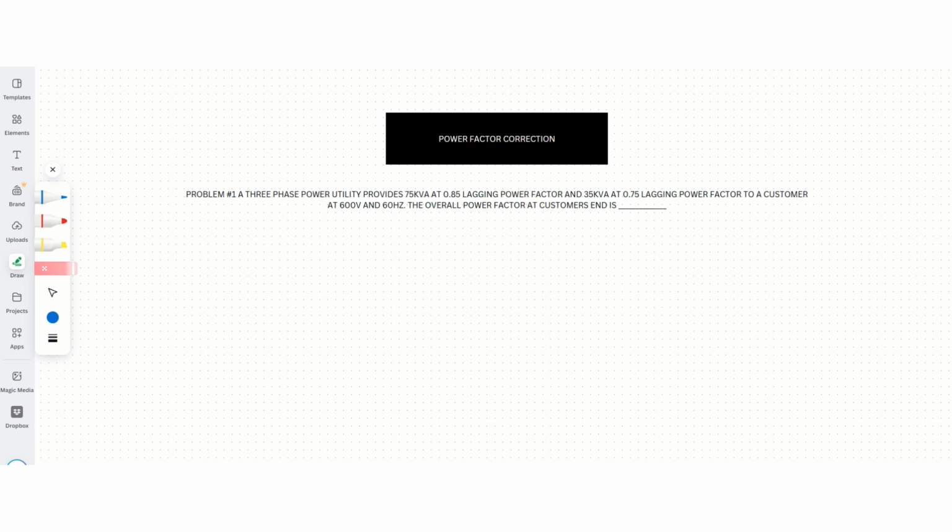The problem states that a three-phase power utility provides 75 kVA at 0.85 lagging power factor and 35 kVA at 0.5 lagging power factor to a customer at 600 volts and 60 Hertz. We need to find the overall power factor at the customer end. We will first find S1 and S2, and then from there we will be able to find the total power factor.